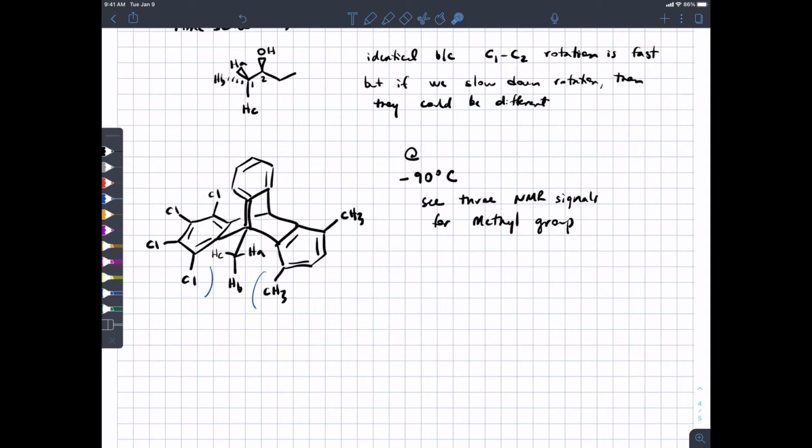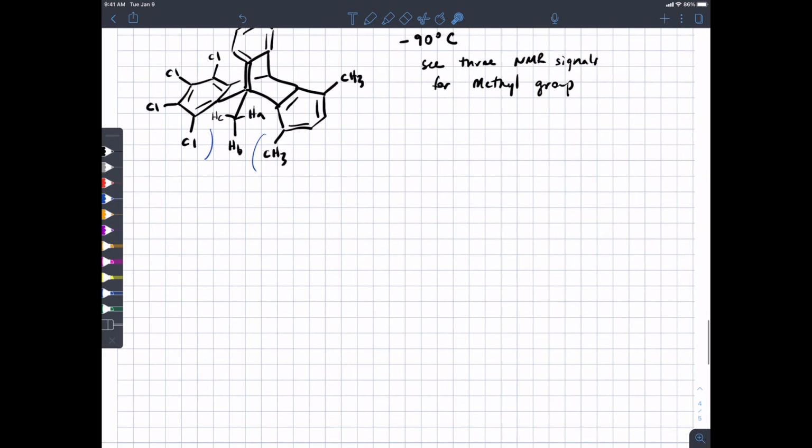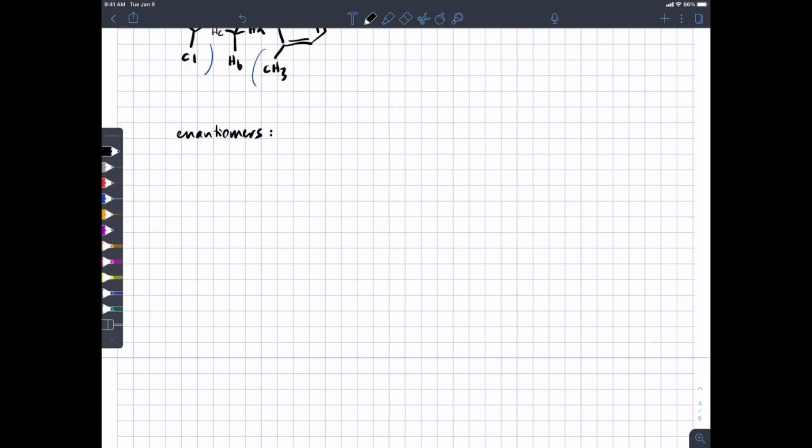Okay, so if you can restrict rotation around carbon-carbon bonds, then protons in a methyl group can be different. There's also examples of enantiomers that can exist and be separated because rotation around a carbon-carbon bond is slow.